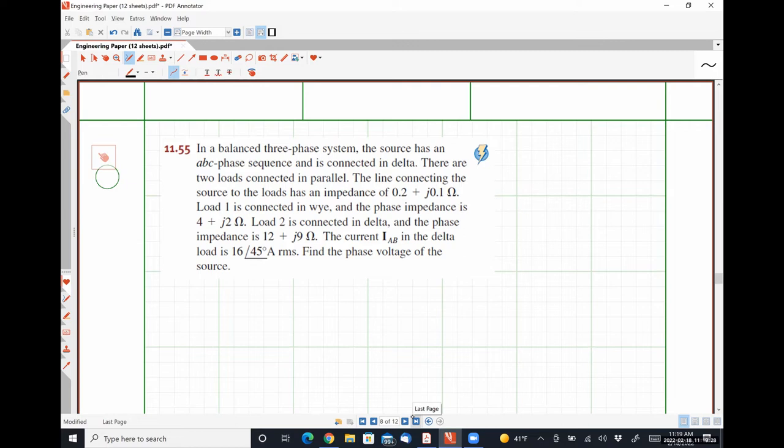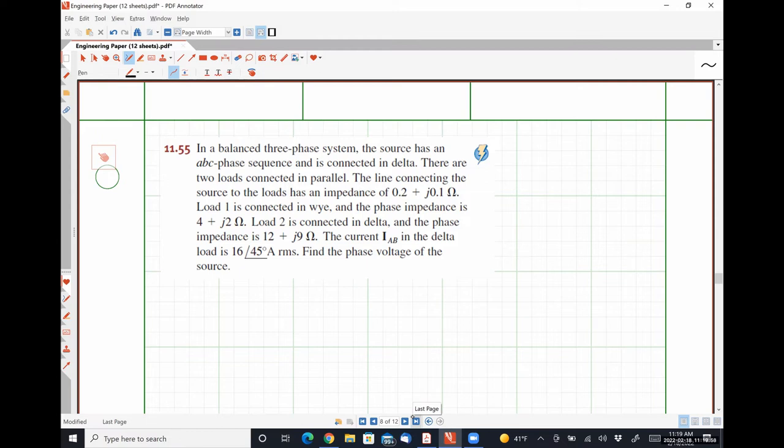In a balanced three-phase system, the source has an ABC phase sequence and is connected in delta. There are two loads connected in parallel. So this is the first one that kind of makes things legitimately a little difficult. The line connecting the source to the load has an impedance of 0.2 plus J0.1. Load one is connected in Y with a particular impedance. Load two is connected in delta with a particular impedance. And we are given the current in the delta load.